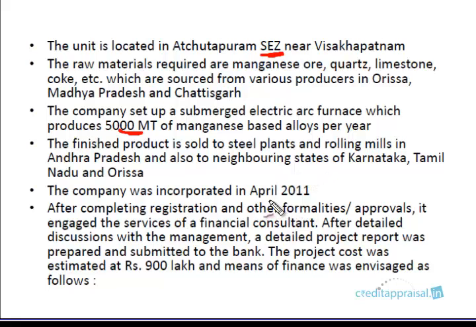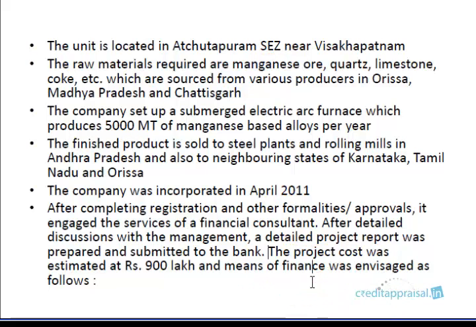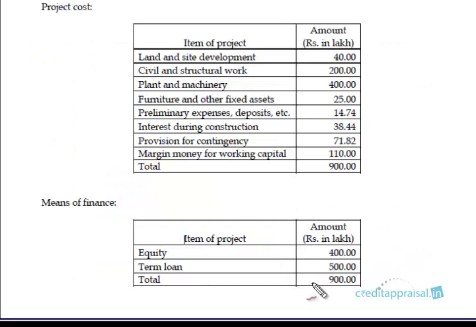The company was incorporated in April 2011. After completion of registration and other formalities, it engaged the services of a financial consultant. So the DPR, the project report, was prepared and submitted to the bank. The project cost was 9 crores, and the means of finance was 4 crores and 5 crores, that is, 400 lakhs and 500 lakhs. 400 lakhs is the borrower's margin, and 500 lakhs is the term loan. So this is the project cost of 9 crores, and this is the means of finance.